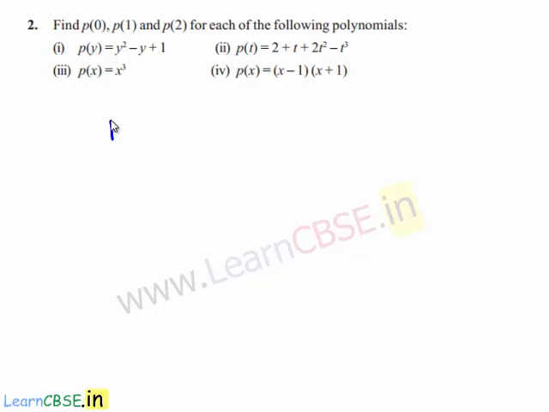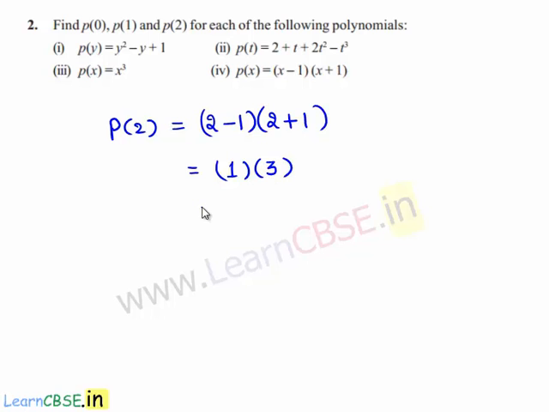So, the value of P of 2 can be found by substituting the value of 2 in the place of x, which gives P of 2 is equal to 2 minus 1 multiplied by 2 plus 1. We know that 2 minus 1 is 1 and 2 plus 1 is 3. 1 multiplied by 3 is 3. Therefore, the value of P of 2 is equal to 3.